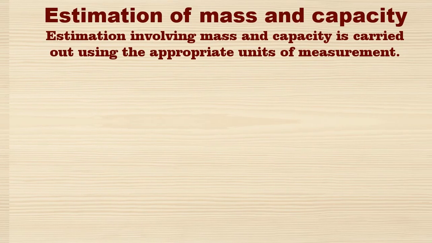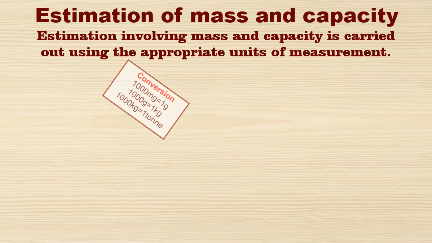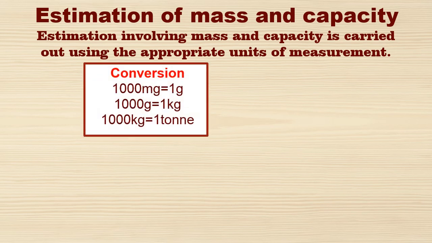Estimation of mass and capacity. Estimation of mass and capacity is carried out using appropriate units. The most common ones are gram, kilogram, and tons. So the conversion table is as follows. 1000 milligrams is equal to 1 gram. 1000 grams is equal to 1 kilogram. 1000 kilograms is equal to 1 ton.